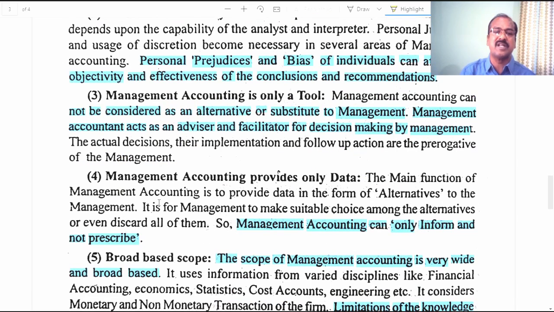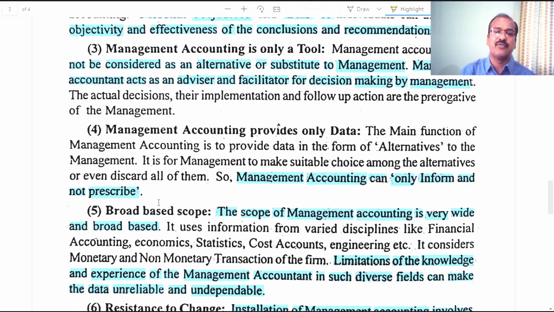The third limitation of management accounting is that it's only a tool. It doesn't supply any decisions. Its role is of an advisory nature. The fourth limitation of management accounting is what? It provides only data. So the job of the management accountant and his team is only to inform the management and not to prescribe the final decision to be taken by them.